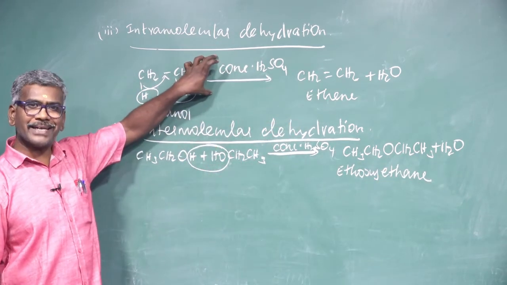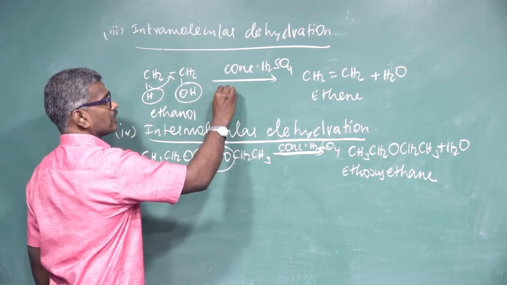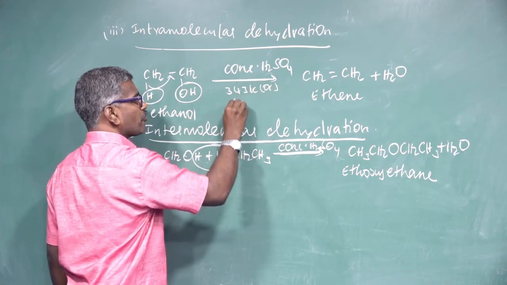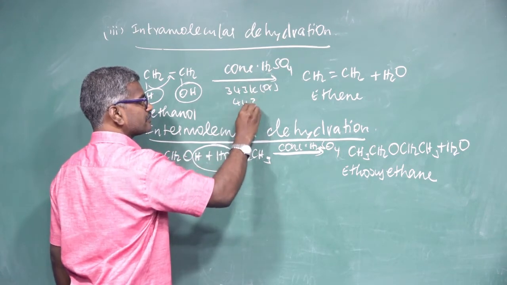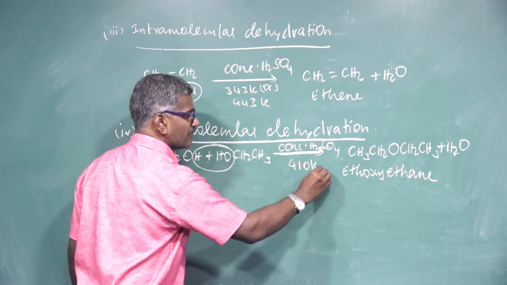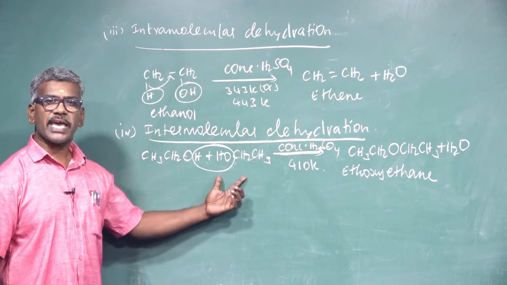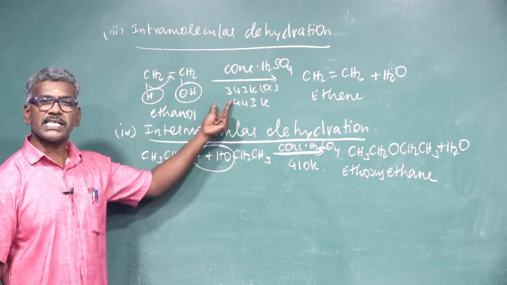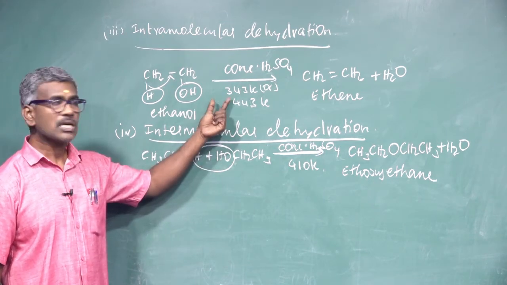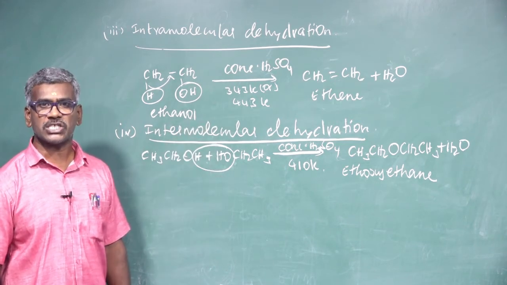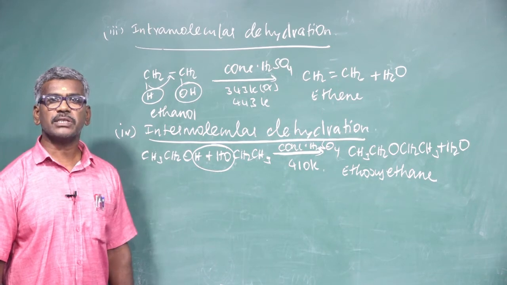This reaction maintains the temperature at 443 Kelvin, while this one maintains the temperature at 410 Kelvin. This reaction is an example of nucleophilic substitution. The other is an example of an elimination reaction. These are inter- or intramolecular dehydration. Another one: reaction with PCl5.